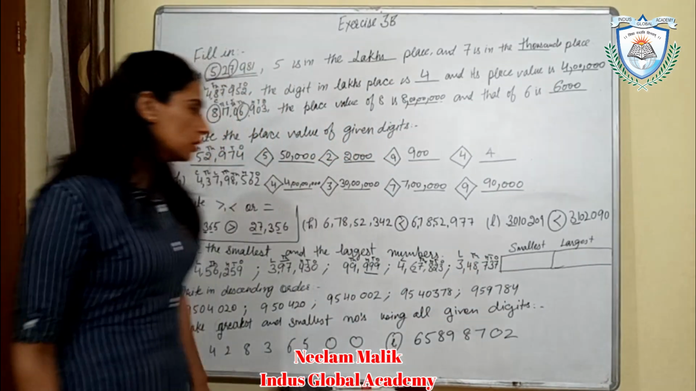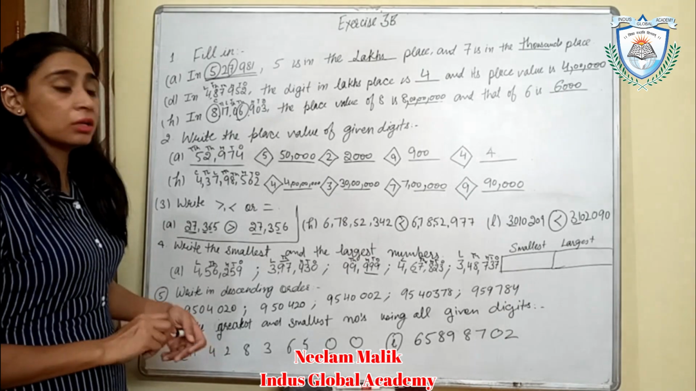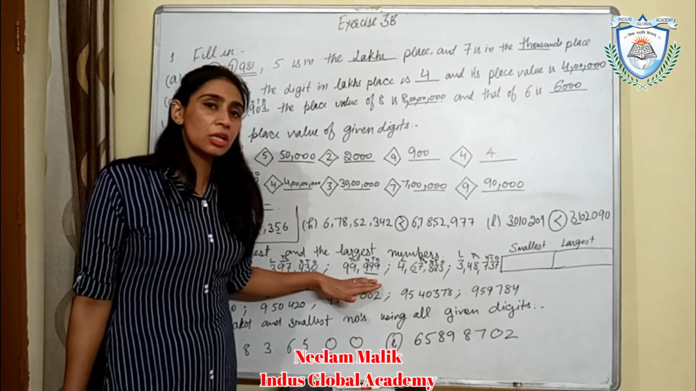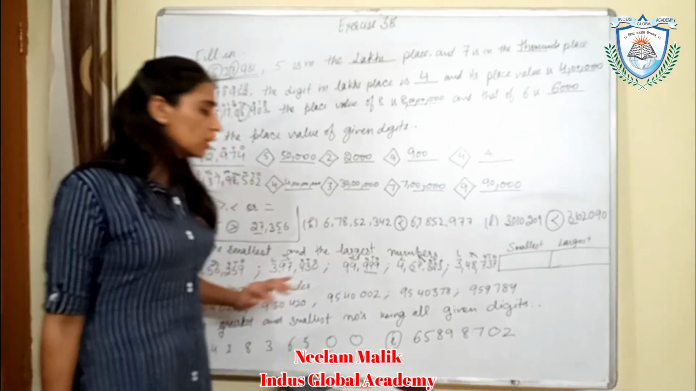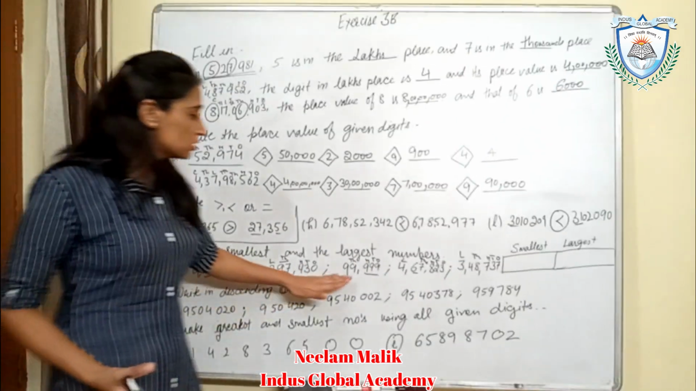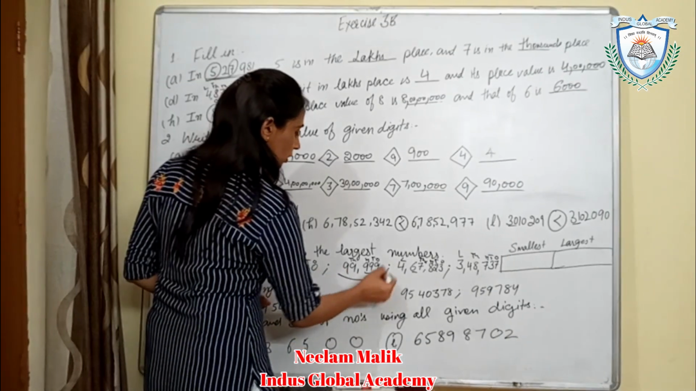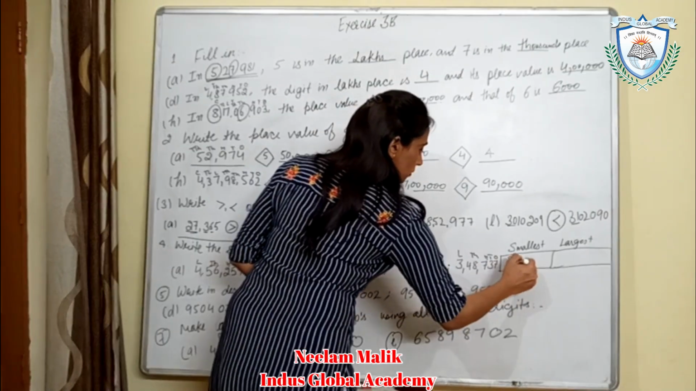So when we look at these digits, we get that this number contains only 5 digits and all the others contain 6 digits. So this is the smallest number. This is the smallest. So first we will fill this number in the smallest box.